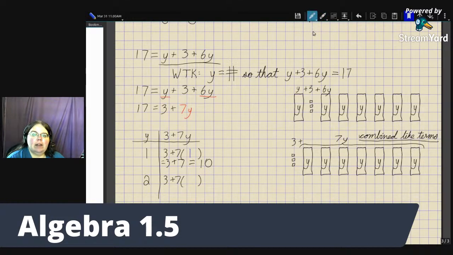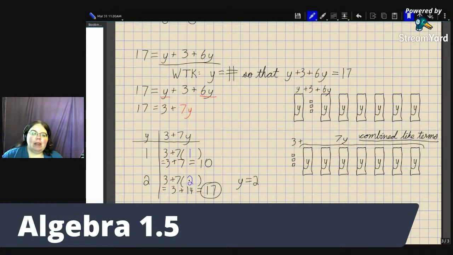So let's try plugging in that 2 instead and see what happens. So then we'd have 14, and then 3 plus 14 gives us 17, just like we wanted it to. So that tells me that the y value we need is 2. But again, we don't want to be overly dependent on guess and check. So how could we find this out without guessing and checking?